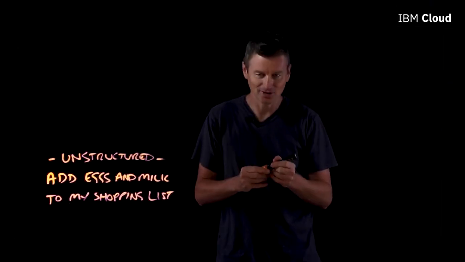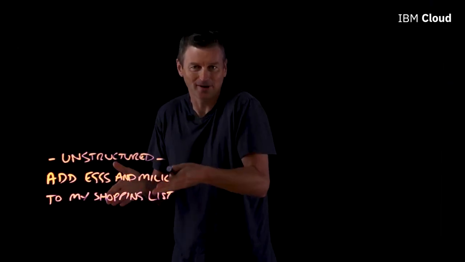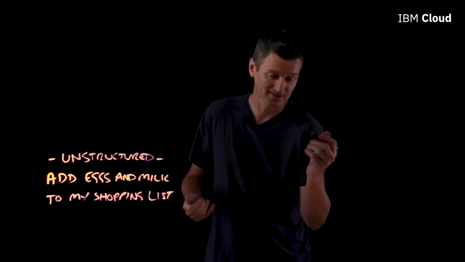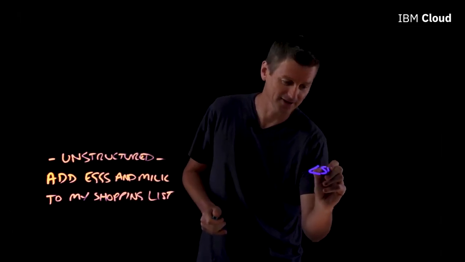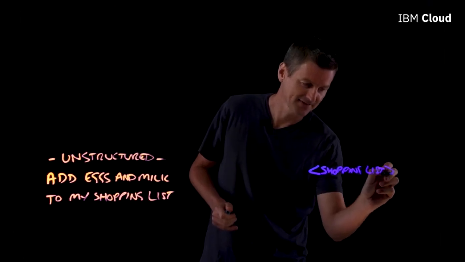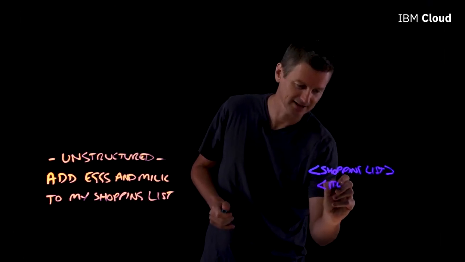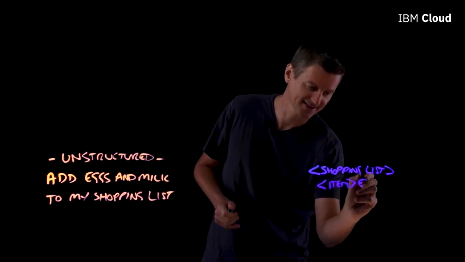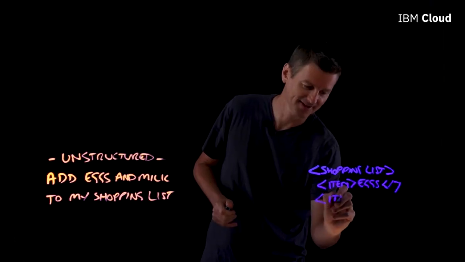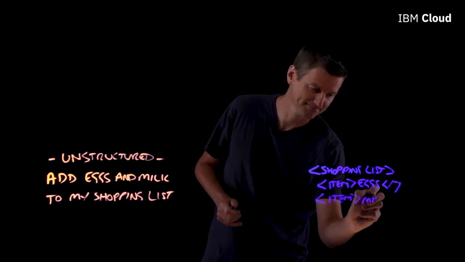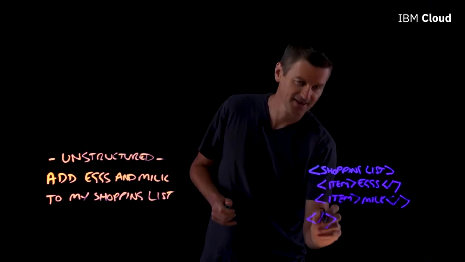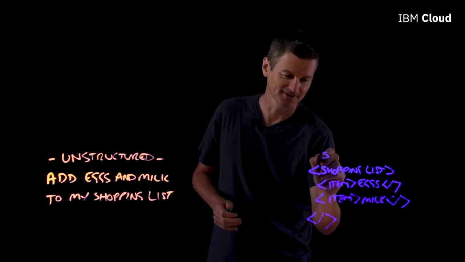So what we need to do is to have a structured representation of that same information that a computer can process. Now that might look something a bit more like this, where we have a shopping list element, and then it has sub-elements within it, like an item for eggs, and an item for milk. That is an example of something that is structured.